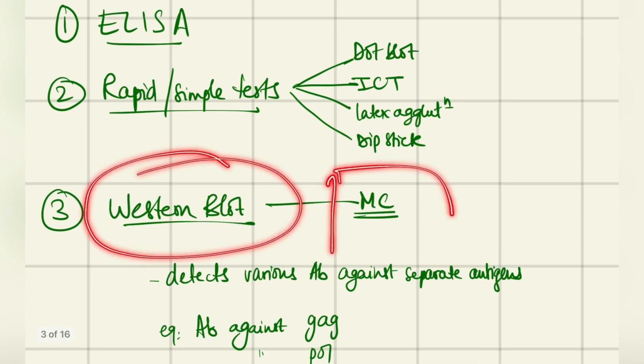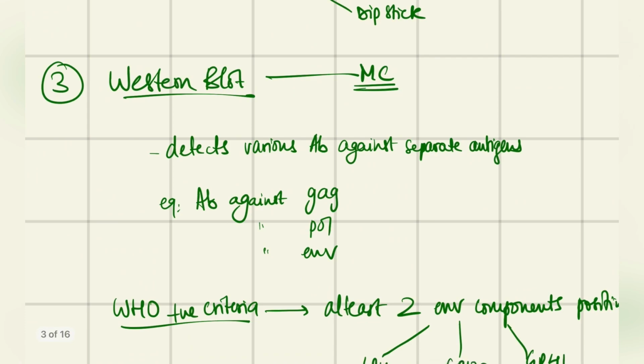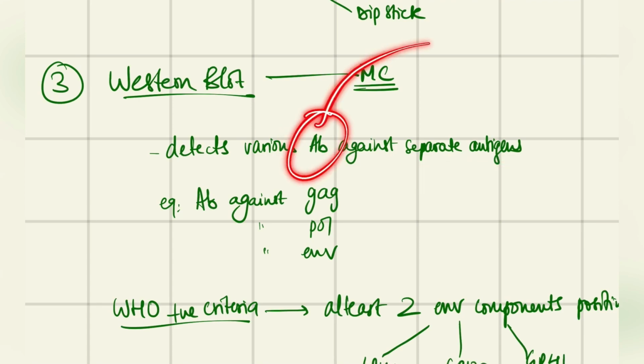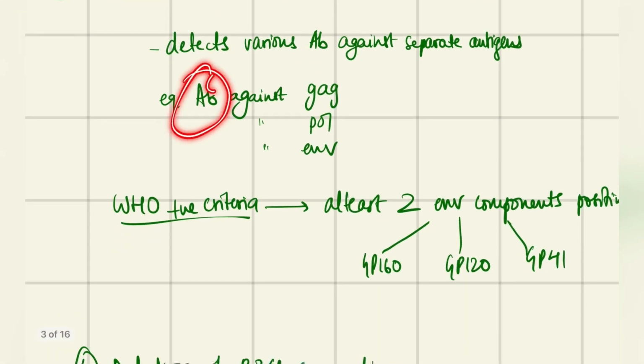Then Western blot. This is the most commonly done. But what happens in Western blot? Basically, Western blot detects various antibodies against the separate antigens. Antibodies against the antigens is what is detected in Western blot. For example, antibody against the GAG detected, against POL, against N gene. So antibodies are detected in Western blot.